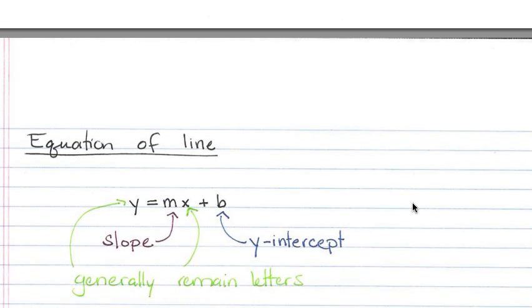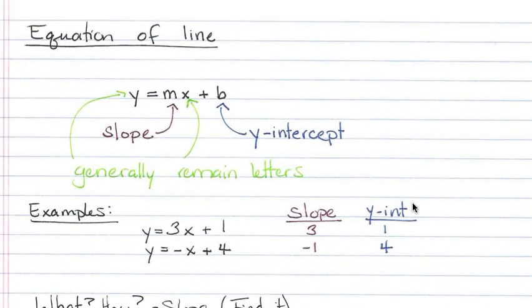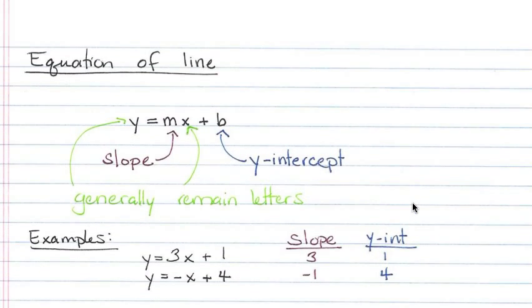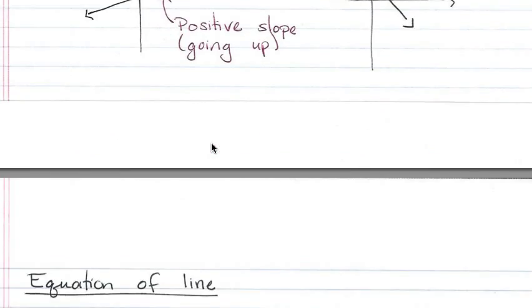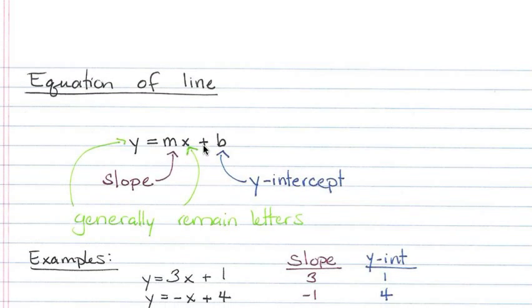Alright, so now let's look at the equation of a line. Just what it looks like. When you represent a line like either of these two in equation form, it will look something like this. We say y equals mx plus b. That is the equation of a straight line. Y equals mx plus b.